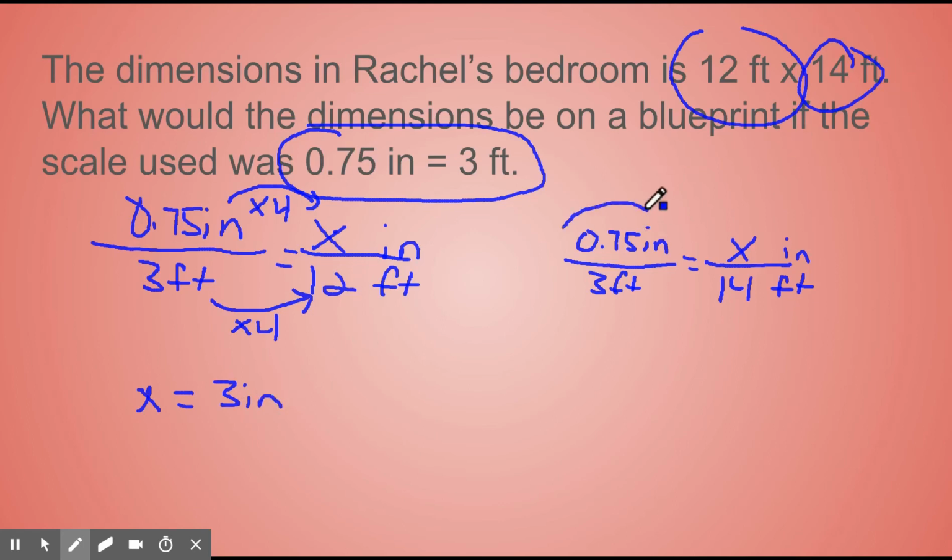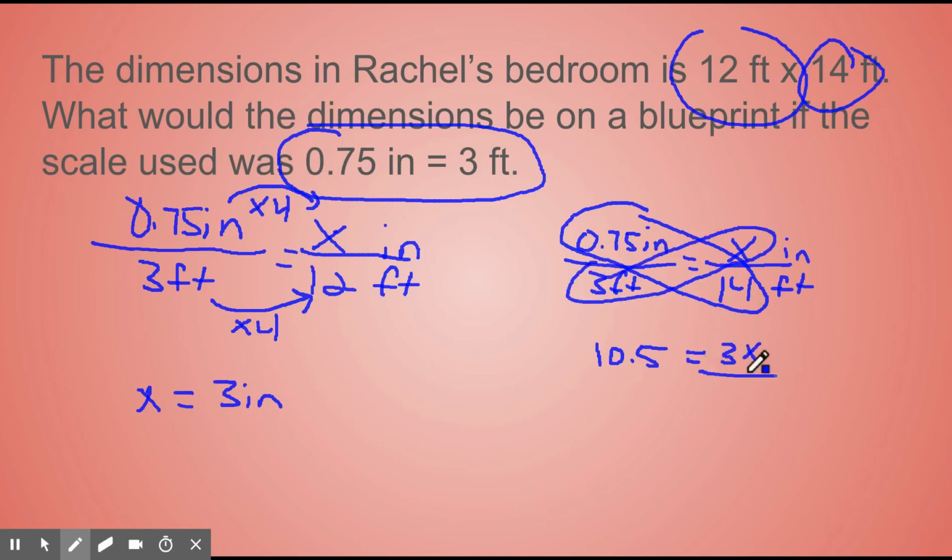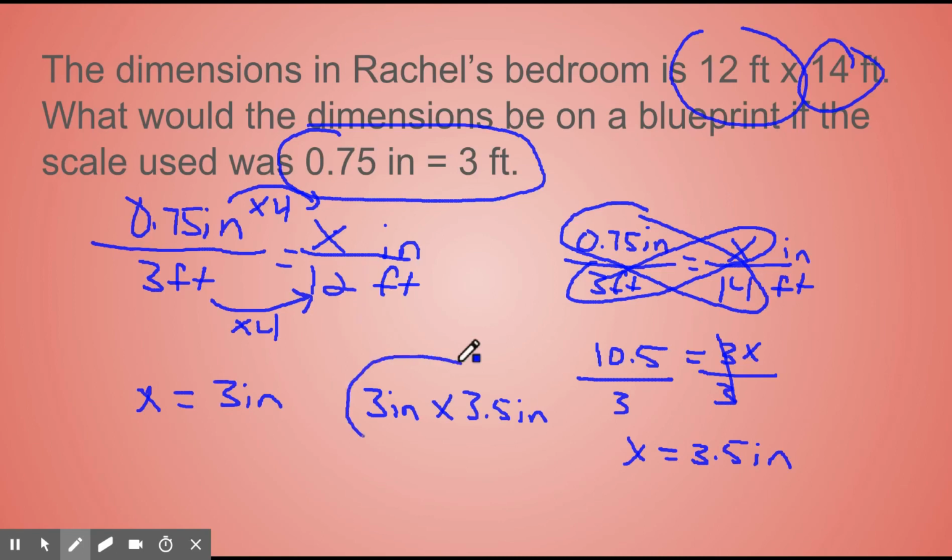This one, I'm going to do the cross multiplying. 14 times 3/4 of an inch is 10.5. 3 times x is 3x. And then I'm going to divide both sides by 3. And so x is equal to 3.5 inches. So the dimensions on the blueprint would be 3 inches by 3.5 inches.